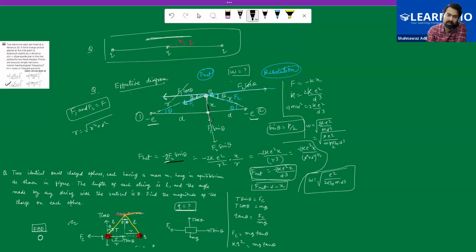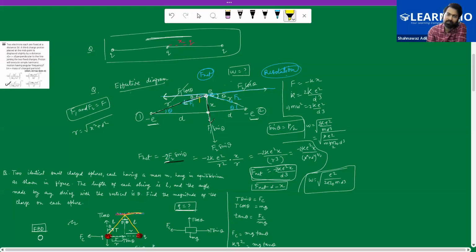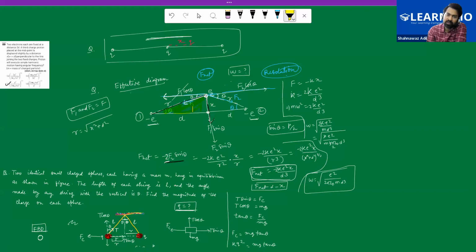So distance between them was r, right? And this is a triangle. So this was x, this was d, so r was hypotenuse. So x square plus d square. Yeah, whenever you have noted, please tell.